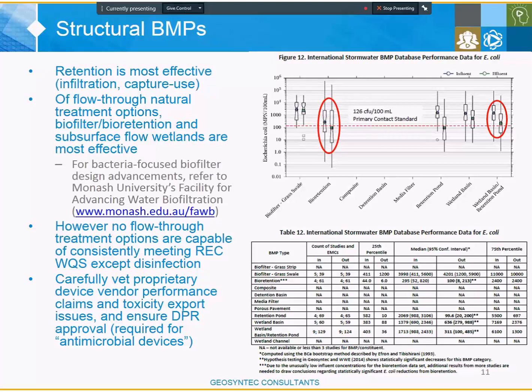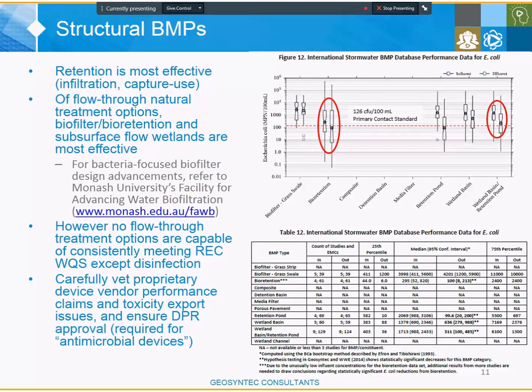And technically, it's illegal to install a proprietary device in California without Department of Pesticide Regulation approval. That's required for antimicrobial devices, so make sure any technology you purchase and install is approved in the state of California.